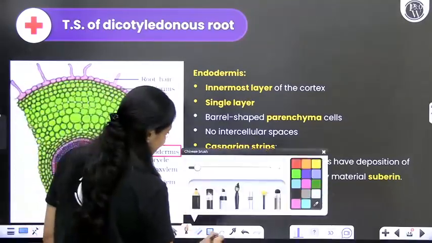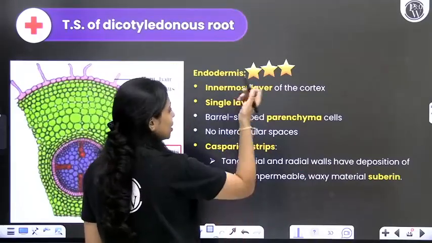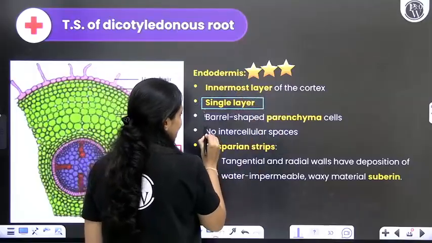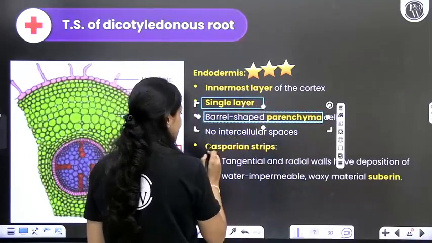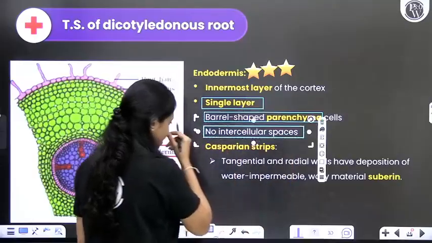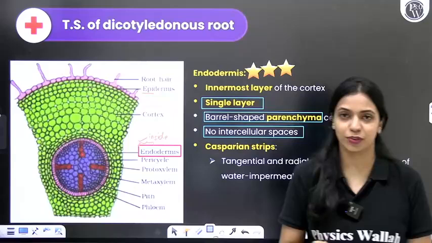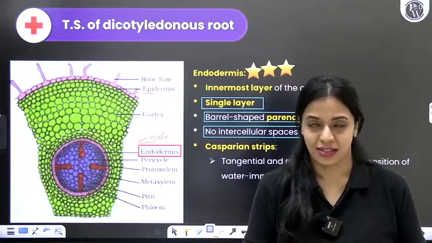Endodermis in roots is very, very important. I'll tell you why. Okay, so this also, similar to epidermis, is a single layer. This also, similar to epidermis, has barrel-shaped cells that are made up of parenchyma. Similar to epidermis, even here there are no intercellular spaces. But what is different here is in these endodermal cells of the root, you have Casparian strips present.